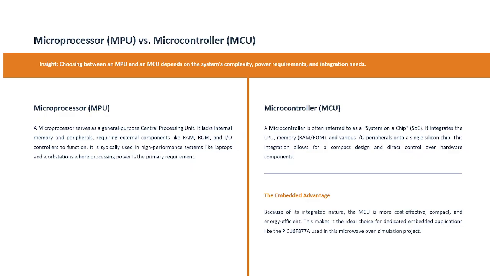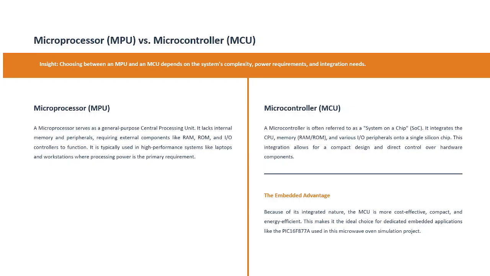What is the difference between a microprocessor and a microcontroller? Microprocessor. A microprocessor serves as a general purpose central processing unit, that is CPU. It lacks internal memory and peripherals, requiring external components like RAM, ROM, and input-output controllers to function. It is typically used in high-performance systems like laptops and workstations, where processing power is the primary requirement.